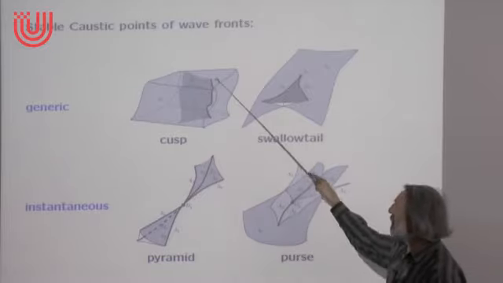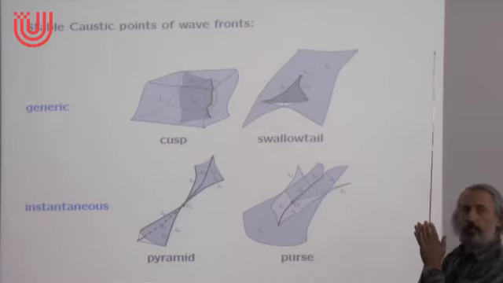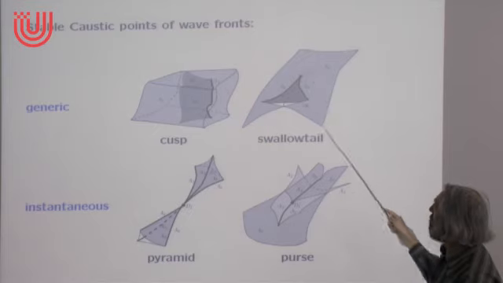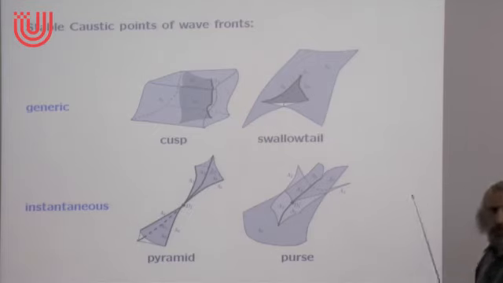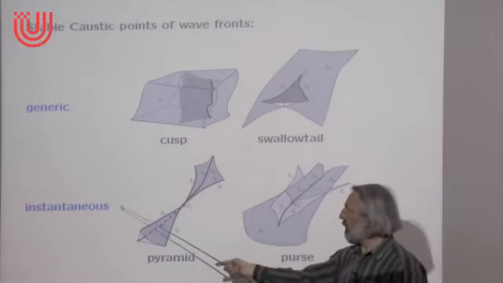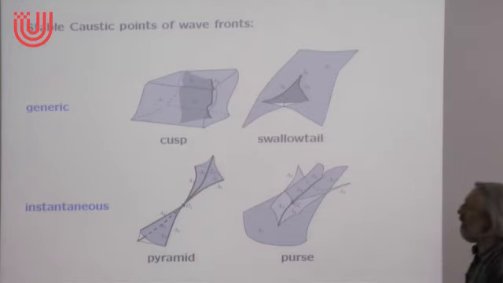The cusps, these are ridges where two sheets come together with a common tangent. And the swallowtails, where two cusp ridges meet in a point. These are the only generic cases. Then there are two more stable cases, which are what I call here instantaneous. And by this I mean the following.